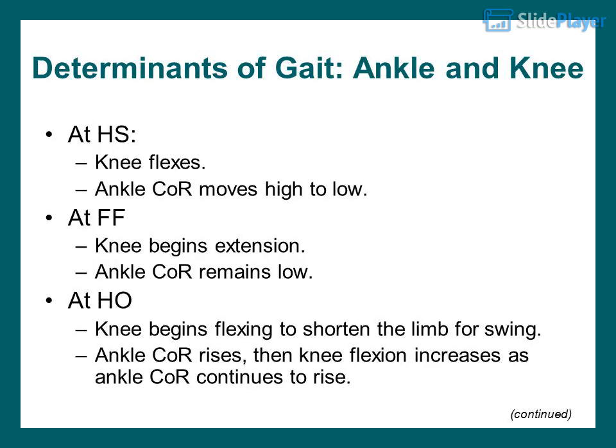Determinants of gait. Ankle and knee. At HS, knee flexes. Ankle COR moves high to low. At FF, knee begins extension. Ankle COR remains low. At HO, knee begins flexing to shorten the limb for swing. Ankle COR rises, then knee flexion increases as ankle COR continues to rise.